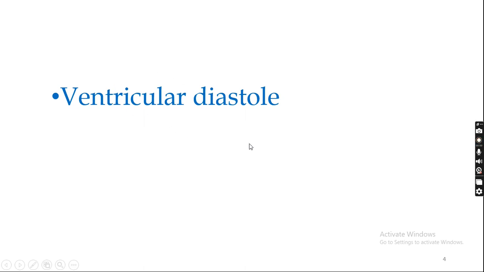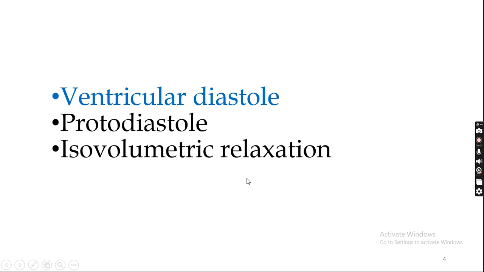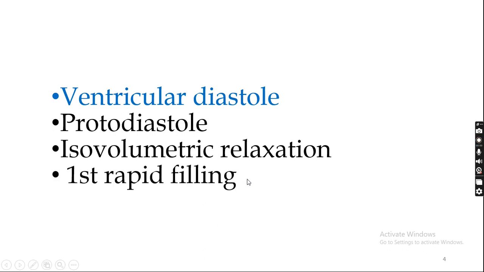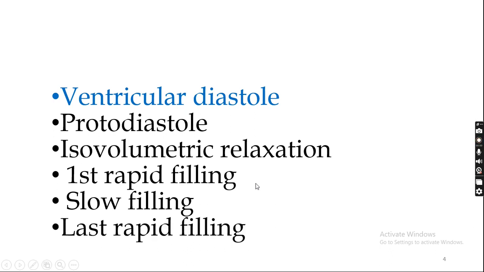The ventricular diastole consists of protodiastole phase, isovolumetric relaxation, rapid filling, slow filling or diastasis, and the last rapid filling. Again, the isovolumetric relaxation phase means that the volume remains same but there is still relaxation.